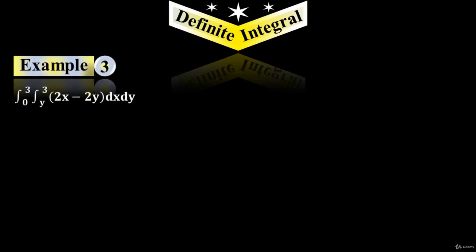Now let's do one more example for a double definite integral equation. Example number 3. Double integral of 2x minus 2y dx dy. We can see here that in the first integral sign with respect to x, the lower limit is y. It is a variable. It is not a constant.